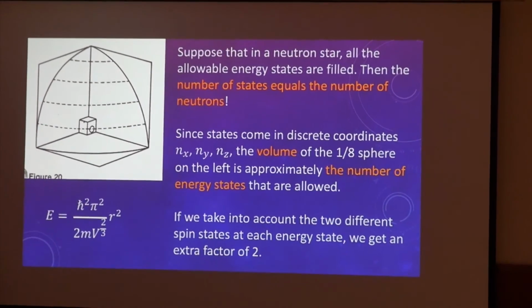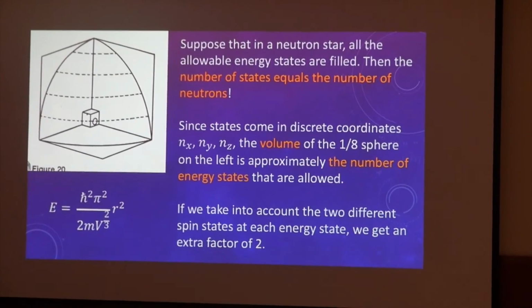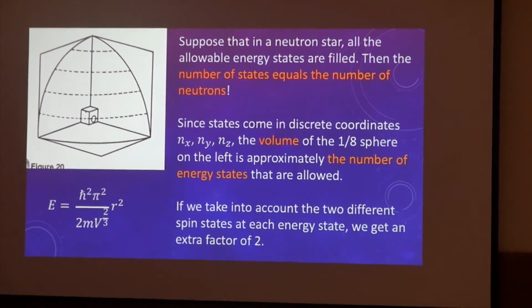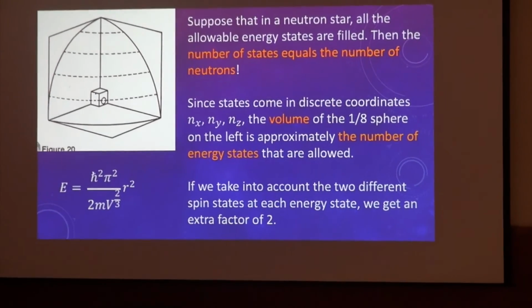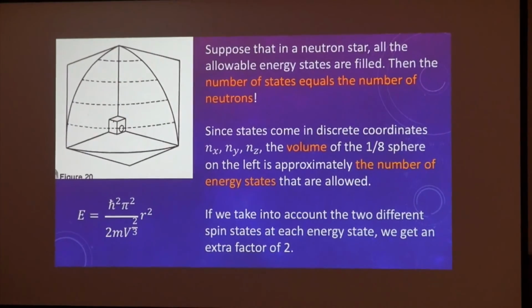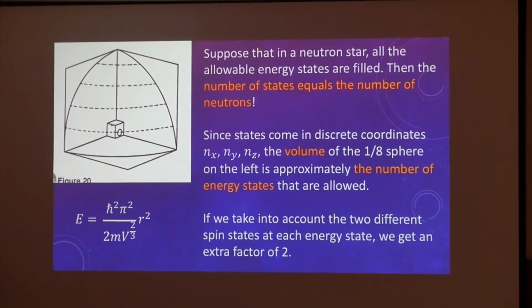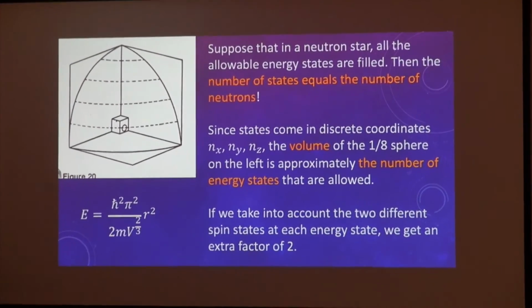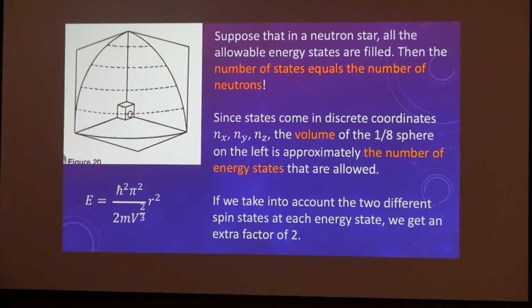We have to multiply this by 2. And we're going to say the maximum number of allowable energy states is when there's a neutron in every energy state in this given volume sphere. So we can get the total number of states by taking this volume and multiplying by 2. The 2 is because in a given state you have 2 because of the spin, which you have to take into account.